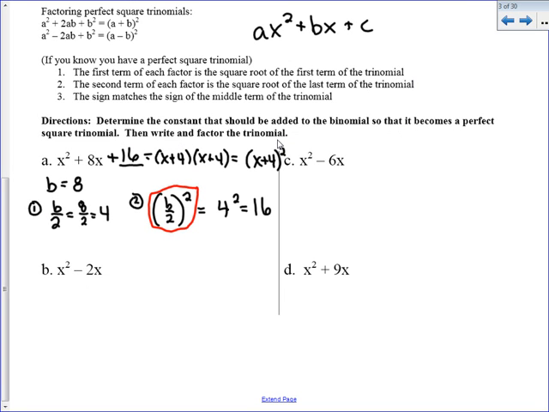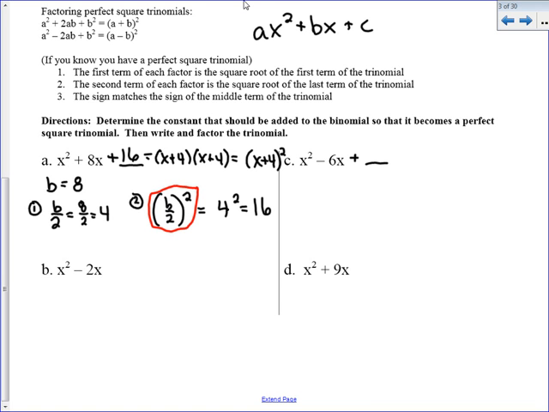So I'm going over to C. I didn't label these correctly. x squared minus 6x. So the first thing it says is determine the constant that should be added so that it becomes a perfect square trinomial. So I need to find what my C should be so that when I factor this, I get the same factor twice. So there's 2 steps to that.